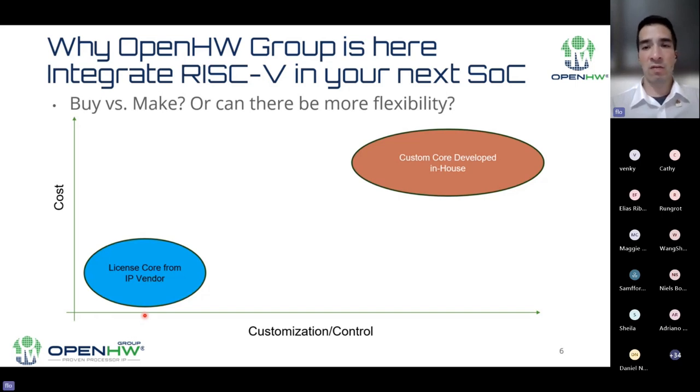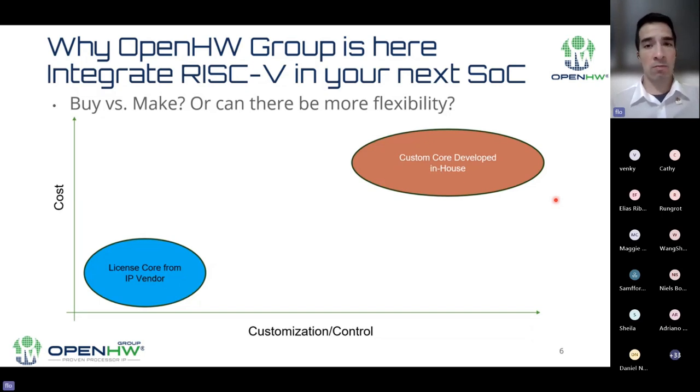If you want more flexibility, you can develop a core in-house. Developing a RISC-V core is actually not really difficult. However, you will need to do a lot of verification. You will need to keep updating the core if the specification changes. To make it short, you have higher costs because you need more people working on it, but you have a lot of control over the core. In other words, you can customize it as you want and as your application needs it.